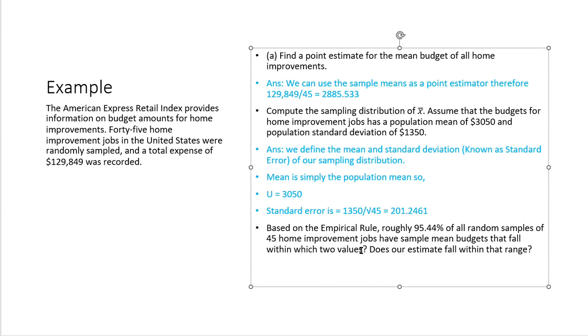So based on the empirical rule, roughly 95.44% of all random samples of 45 home improvement jobs have a sample mean budget that falls within which two values? And does our estimate fall within that range? He's asking us between which two values do we have 95.44% of all our random samples.